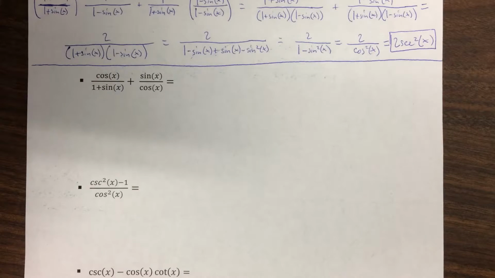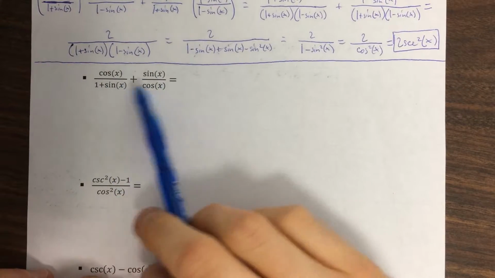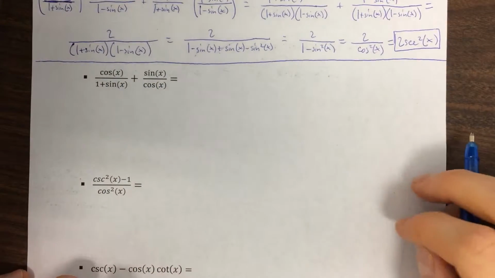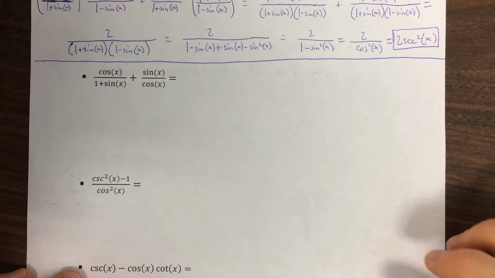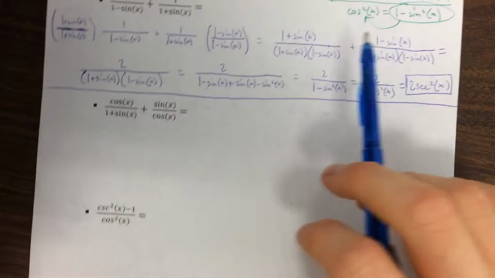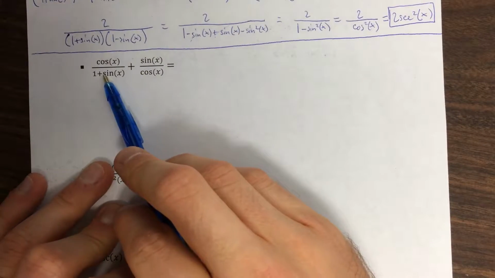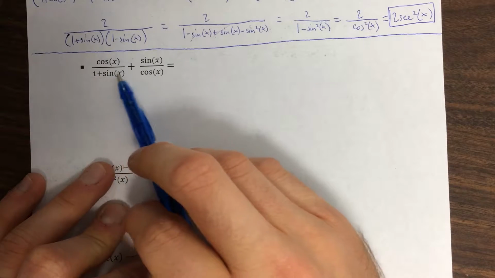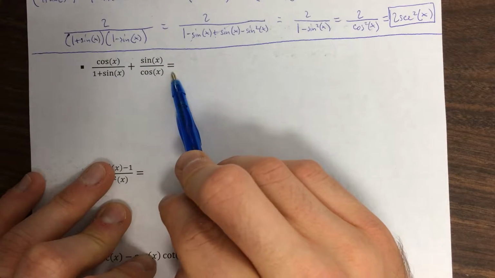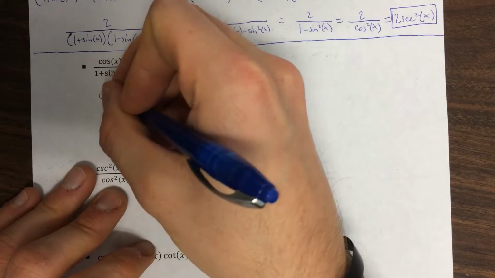And here, we want to add these fractions. But we should know that in order to add fractions, we have to have a common denominator. So similar to this problem, it would be really helpful if cosine would end up over here and 1 plus sine would end up over here. That'd be really helpful. So what we can do though, I'm going to rewrite the problem.